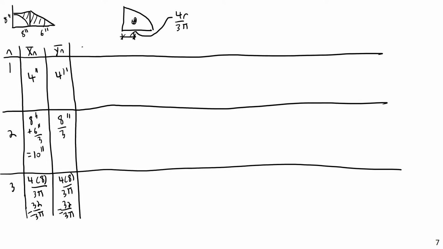Then I want to get an expression for the area of each piece n. Area of n. Again, that is the area of each individual piece.